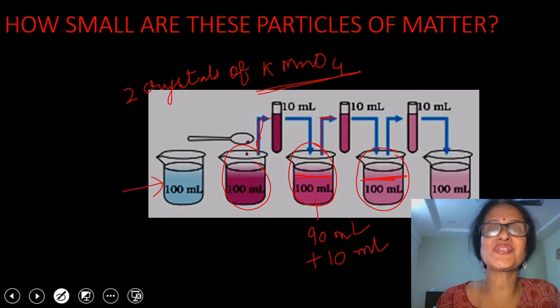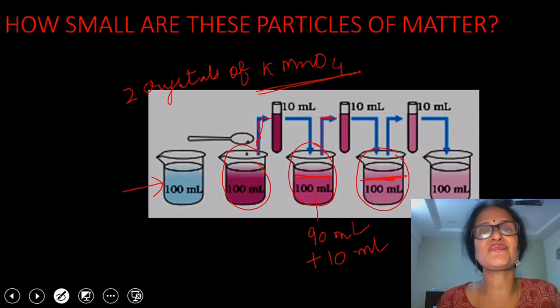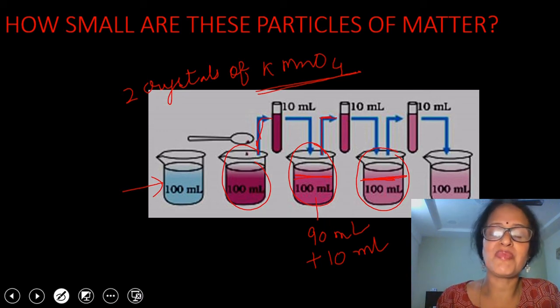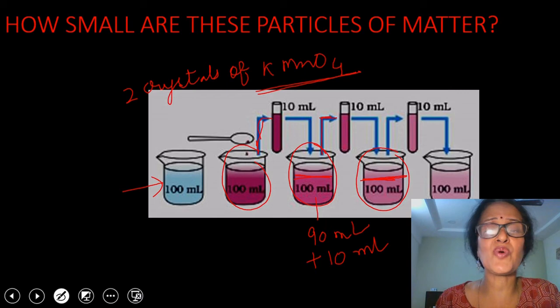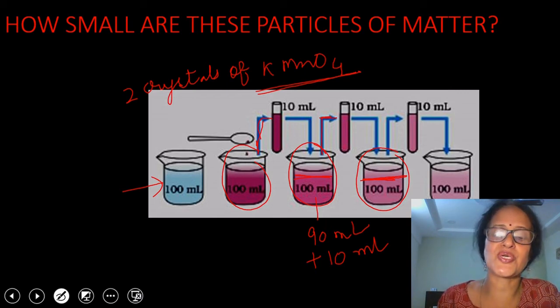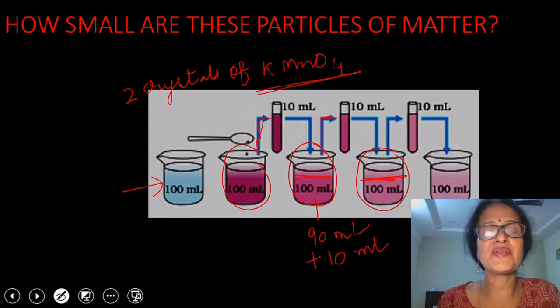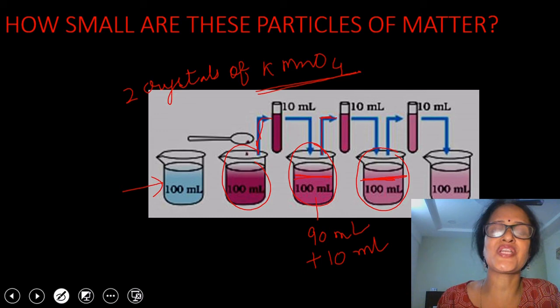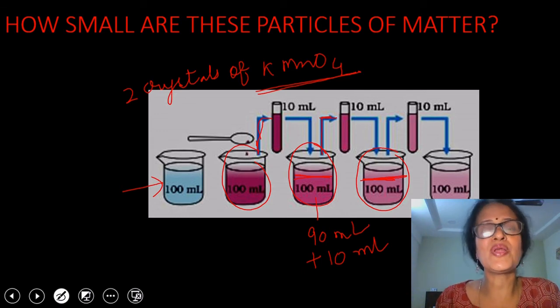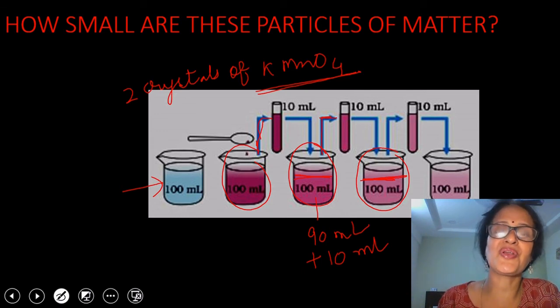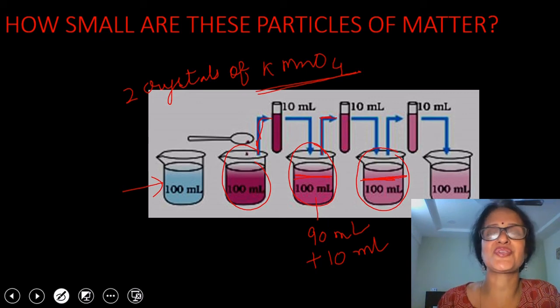So now you can assume that a single crystal of potassium permanganate, which seems to be so small, is made up of millions of small particles. That is the one thing. Now the same activity you can repeat by taking Dettol. In the 100 ml of water taken in a beaker, you will add 2 to 3 drops of Dettol and you will feel the smell of Dettol even after repeated dilution.